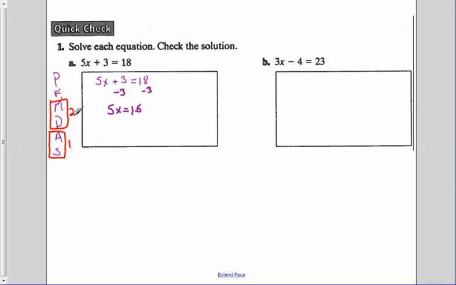Now I'm at my multiplication division. I see multiplication, so I will divide. So I'm going to divide by 5. And I have 15 divided by 5. The 5's cancel out. 15 divided by 5, I'm left with x equals 3.